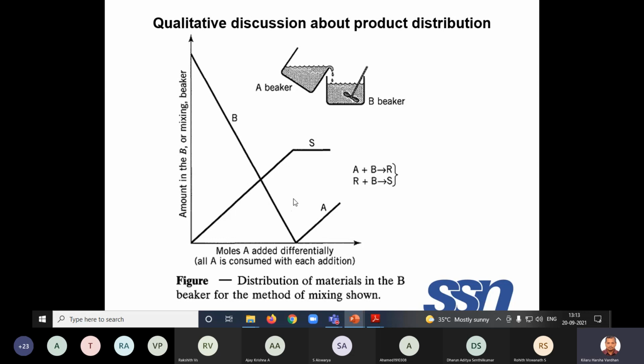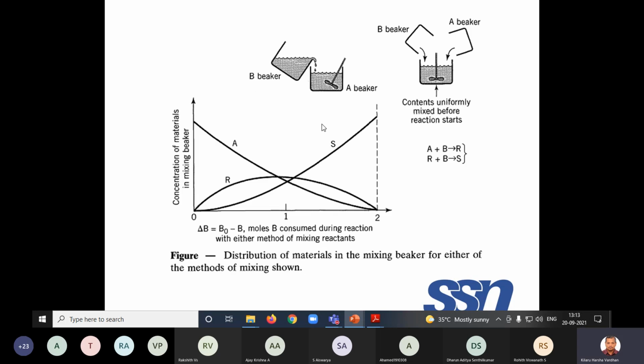So is it the only way? Can we flip this? If you are adding A differentially or drop by drop, this is how the curves will come. Now, what I do is, instead of B here, I take A inside the beaker and put B in differentially. Then what could have happened? Now B is differential, A is inside the beaker, or A and B are put inside the beaker together immediately. For both of these, the curves will be like this.